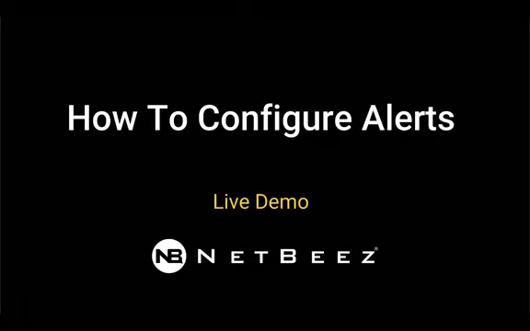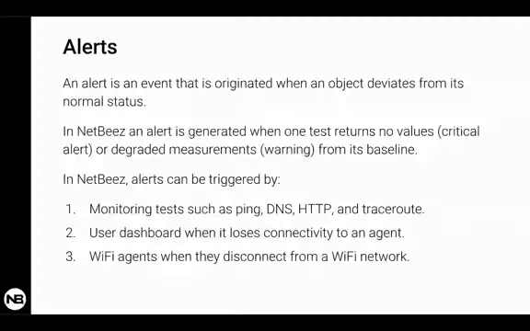Today we're talking about how you can configure monitoring alerts. So let's see what an alert is. An alert is an event that is originated when an object deviates from its normal status. In the case of NetBeez, an alert can be generated, for example, when a test returns no value or a degraded measurement from its baseline.